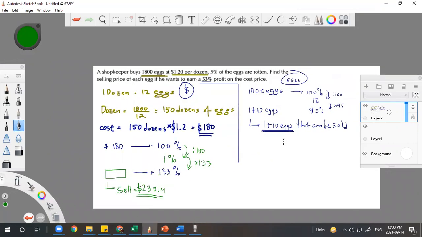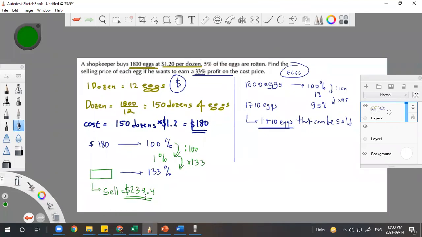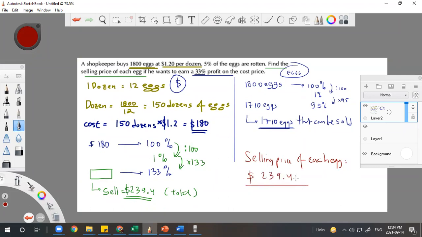Now, the question is, be careful. This is not the answer. The question is asking you to find the selling price of each egg. So this is the selling price of the total eggs, right? So to calculate the selling price of each egg, what can you do? What divide by what? 239.4 divided by 1710. Why not 1,800? Why not this? Because there is the rotten one.